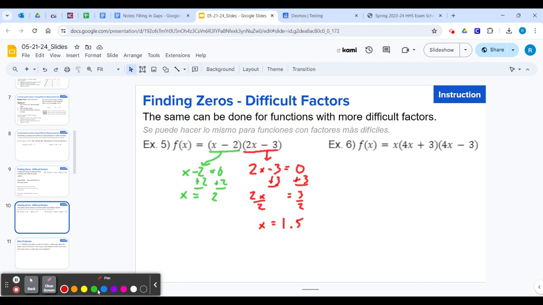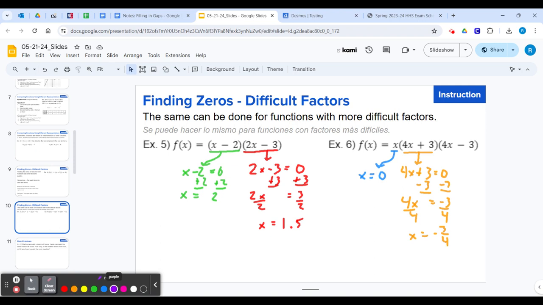So hopefully you can try this by yourself here, but we should have 3 zeros for example 6. We have this x out in front. That is going to give me a 0 at x equals 0. I have this middle factor, 4x plus 3. I'm going to set that equal to 0. I can subtract 3 from both sides, get 4x equals negative 3, divide both sides by 4, get x equals negative 3/4.